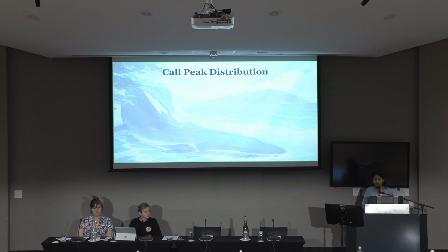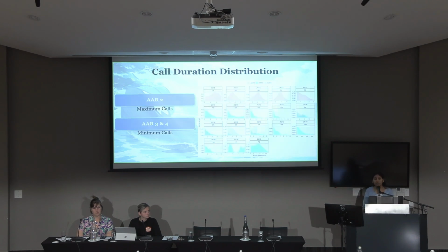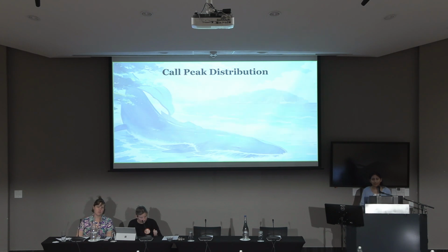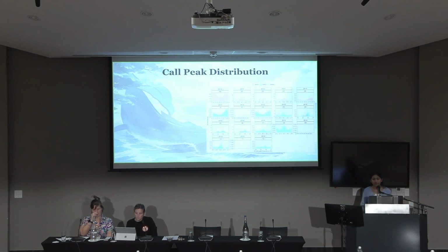The reason behind this is, even though we have a lot more calls at AAR3 than at the AAR2 site, the good quality calls decrease because the detection range is longer than the detection range for AAR2. At AAR2, we got the shorter detection range, so we get the good quality calls, as we have already seen that distance matters. Now, the call peak distribution.